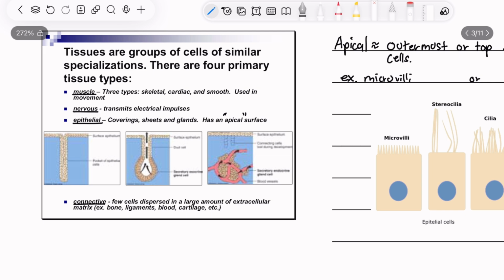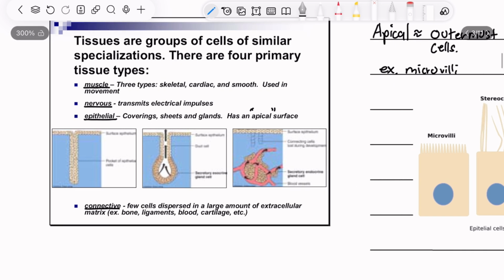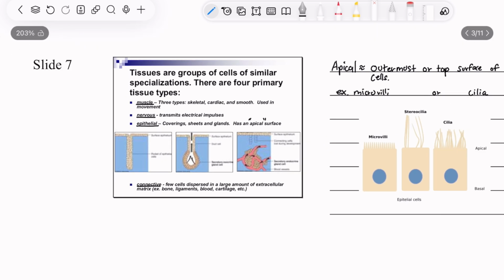And finally, connective, which are a few cells dispersed in a large amount of extracellular matrix. The examples include bones, ligament, blood, cartilage, etc. And you might be wondering what the extracellular matrix is. Now, the ECM, or the extracellular matrix, is like a support system that exists outside of the cells in the body. Just imagine it as a web of proteins and other substances that helps hold everything in place and keep the cells organized. It's found in tissues like your skin, bones, muscles, and other organs, and it helps give them structure and strength. And so yeah, that's connective.